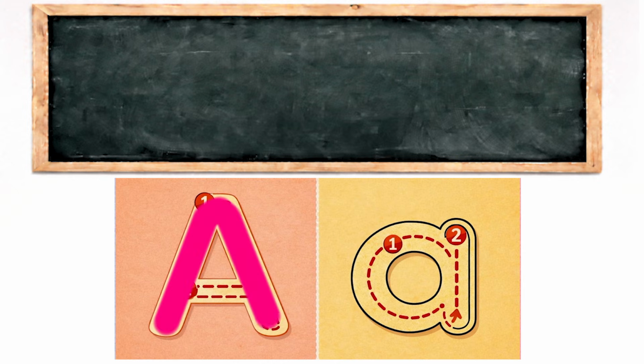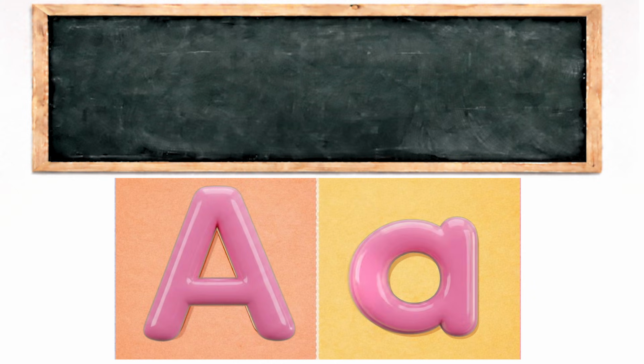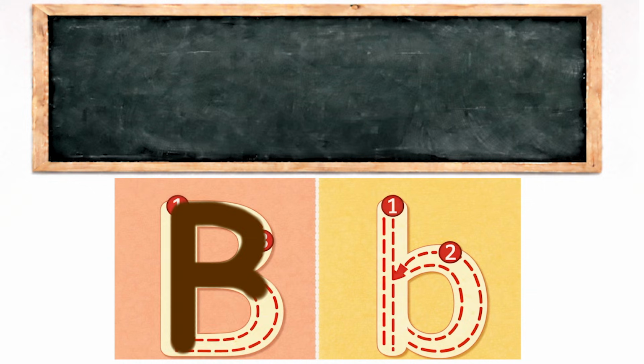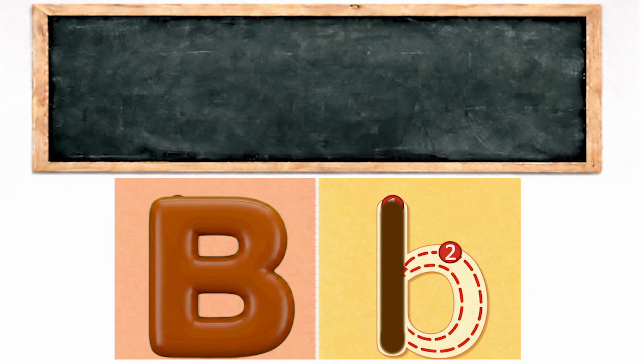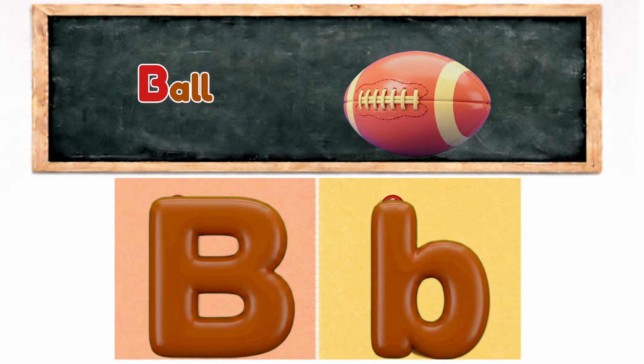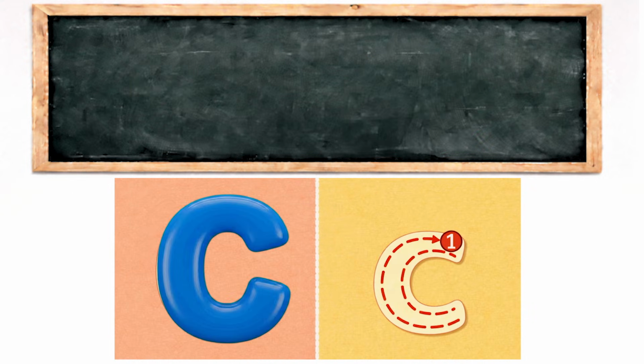This is capital A, and this is small a. A is for apple. This is capital B, and this is small b. B is for ball. This is capital C, and this is small c.